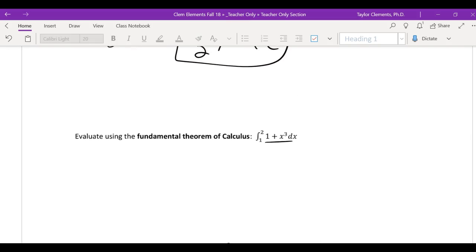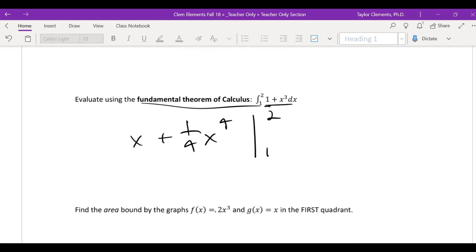Same thing here. Very simple problem actually. We just find the antiderivative, but then it's FTC, so we'll need to plug in some values. The antiderivative of 1 is just x, plus 1/4 x to the fourth, from 1 to 2. So plug in a 2. We get 2 plus 1/4 times 2 to the fourth, which is 16, so that's just 4, so 2 plus 4 is 6.